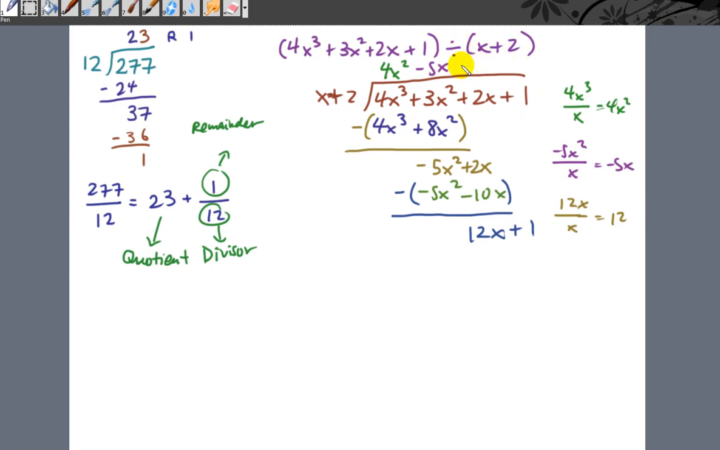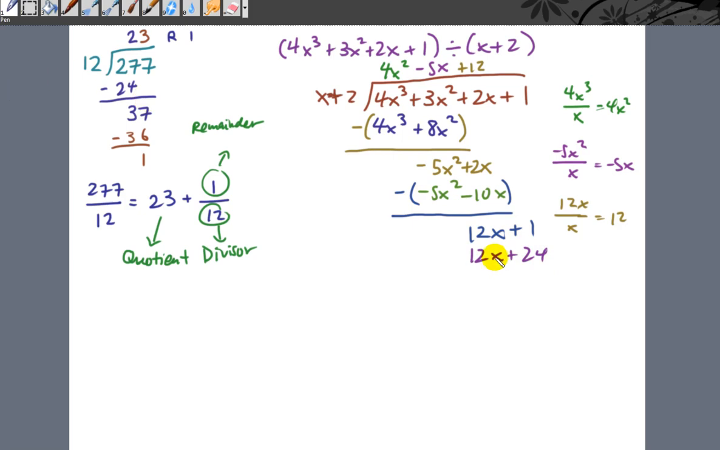So we have a positive 12 here. Okay, next what we need to do is we're doing 12 times x plus 2. When we distribute, it's 12x plus 24. Okay, so that's what goes here. Okay, so to do that correctly, it's going to be 12x plus 24.